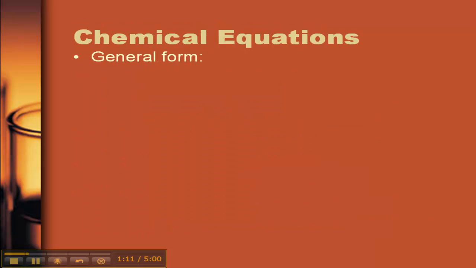So, general form of a chemical equation, we're always going to have reactants on the left of this little arrow and products on the right. So a reactant must react to produce a product.